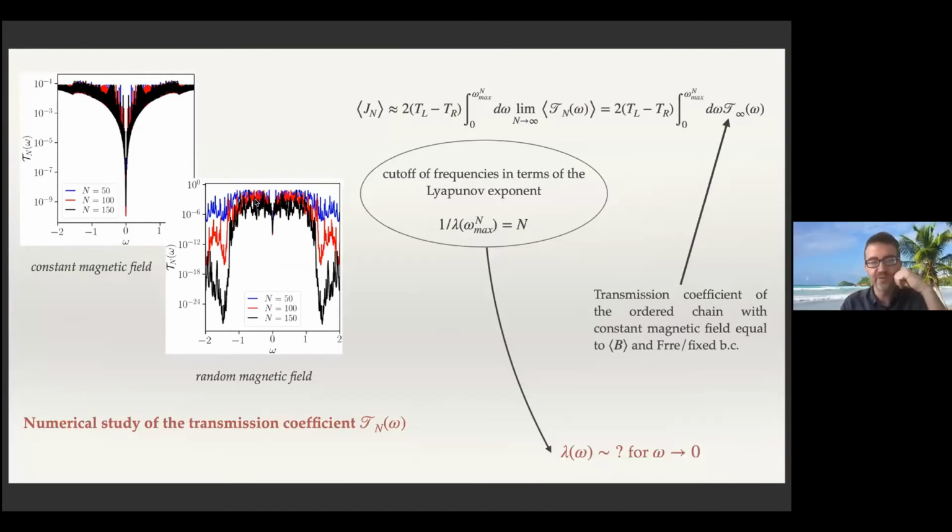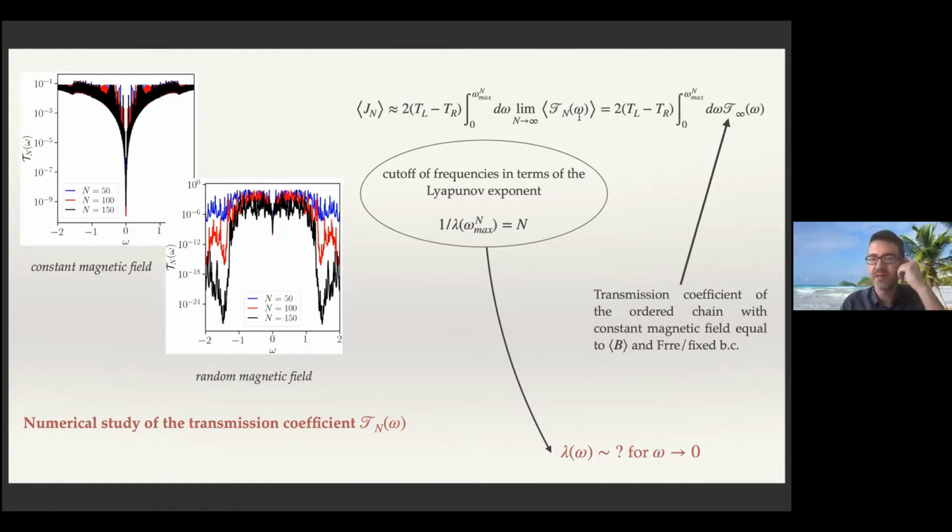Moreover, you can suspect by looking around 0 that the picture here is very similar to the picture here. This is something which happens for the case of the harmonic chain with random masses. We also have an expression similar to this one, and you can prove rigorously that the limit of this transmission coefficient is the same as the transmission coefficient of the ordered chain with a mass equal to the average of the masses.